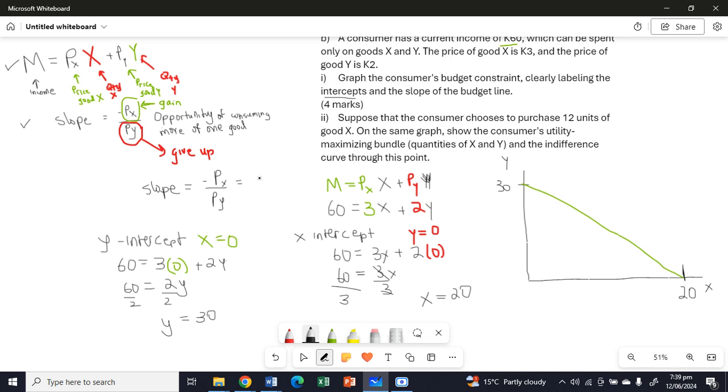over Py. Remember, Px is 3, so you say negative 3 over Py is 2, negative 3 over 2. Right? Negative 3 divided by 2, that is negative 1.5. So what this is telling us, this 1.5 here, we ignore the negative sign. Negative is just representing this downward sloping line. So what is this telling us is, for us to get one more of good X, we need to give up 1.5 units of good Y. Okay? To get one more unit of good X, you need to give up 1.5 units of good Y.